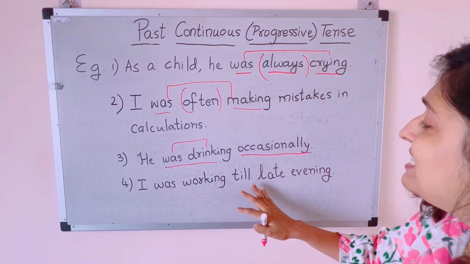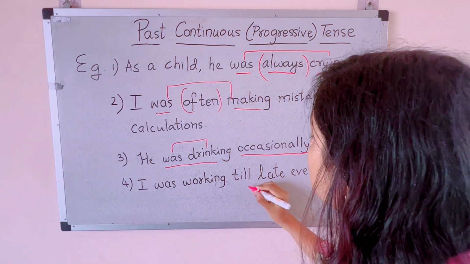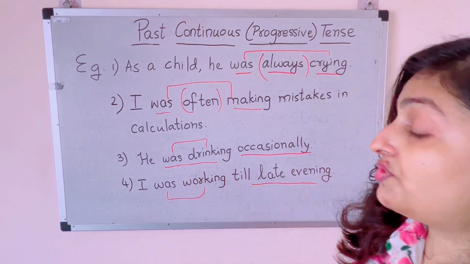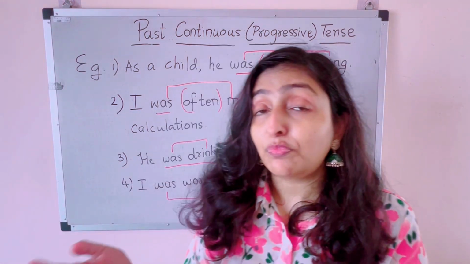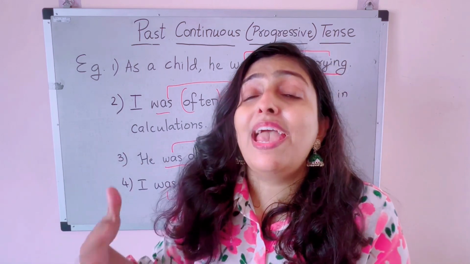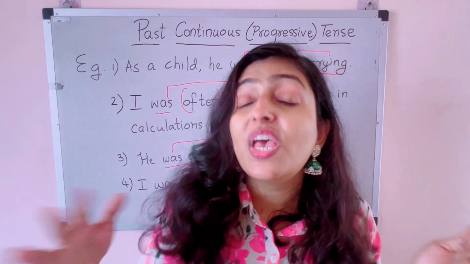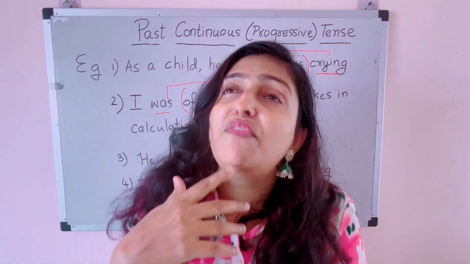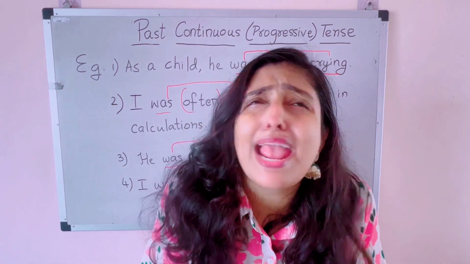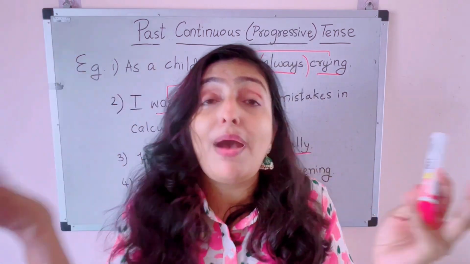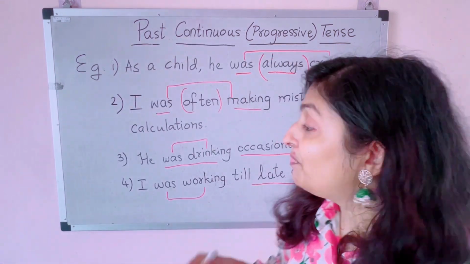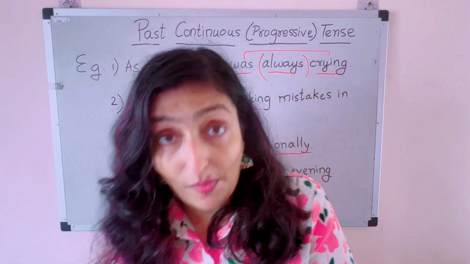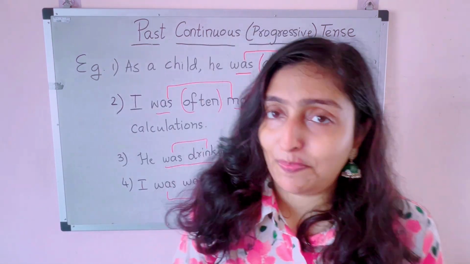Now let's look at the next example. I was working till late evening. So this is an expression of time, and this is in past continuous, was working. A father is sharing his nostalgia about his kids who are in US. Oh, how I was working for my kids. I gave them a good upbringing. I was working day and night, and that's how I brought up my kids. I was working, okay? So this is also a habitual action, a temporary situation that happened in the past.